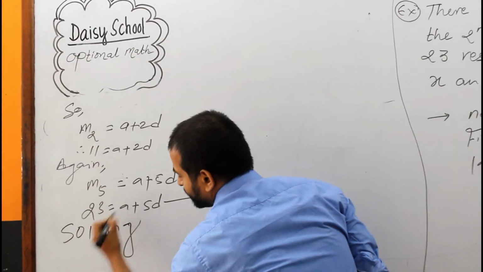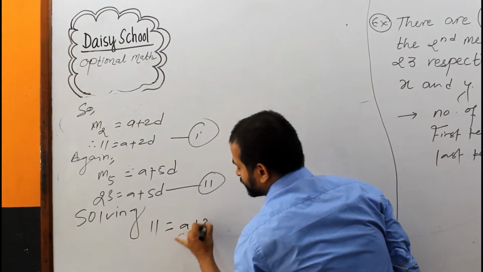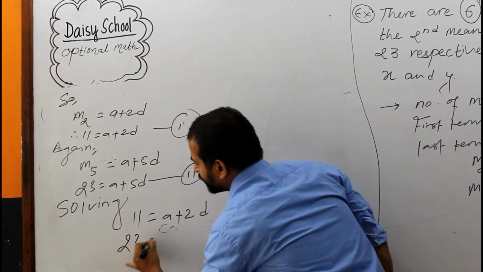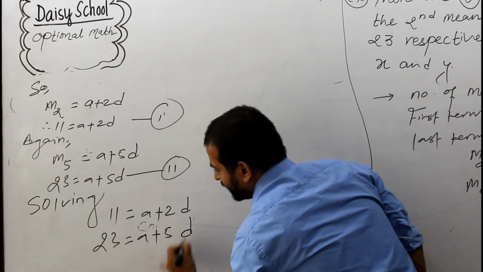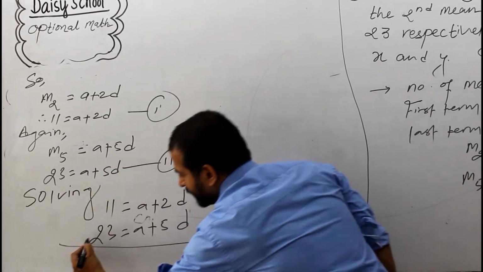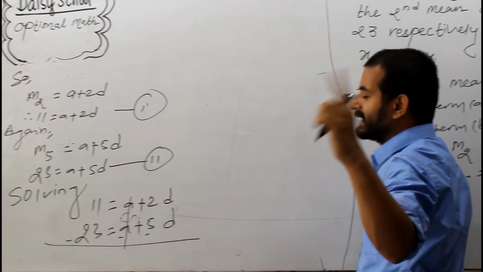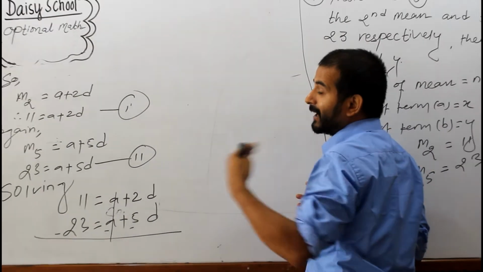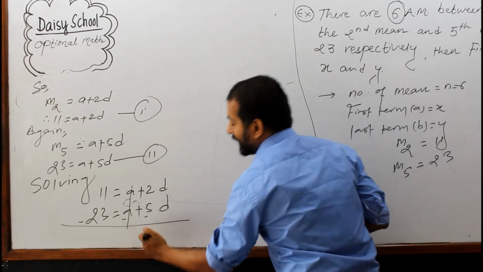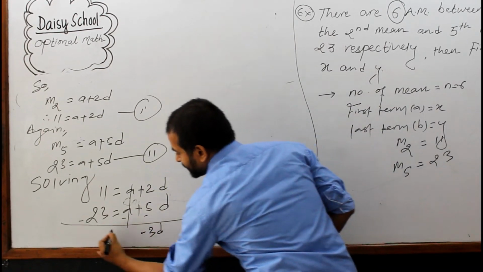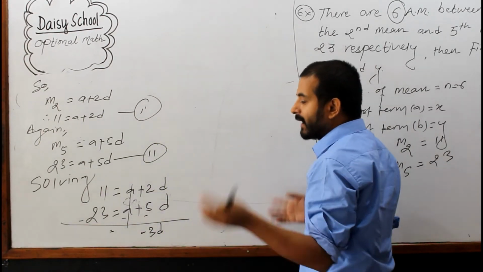Solving 11 equals A plus 2D, and 23 equals A plus 5D. Let's solve, right? Subtract: A is cancelled. So now we are getting the value of the next variable. 2 minus 5 is minus 3D, and 11 minus 23.